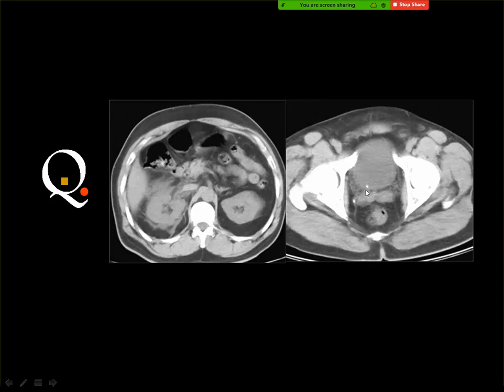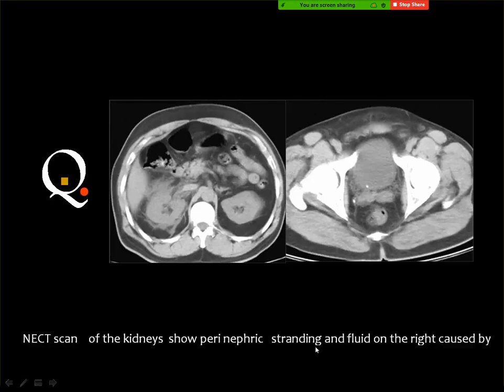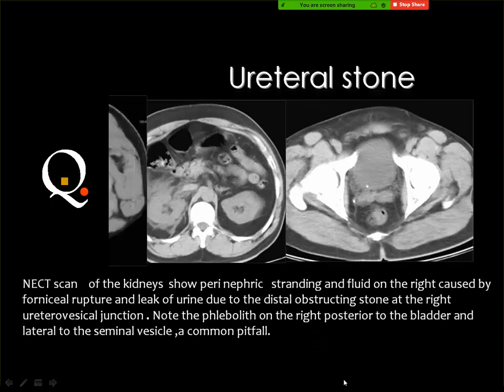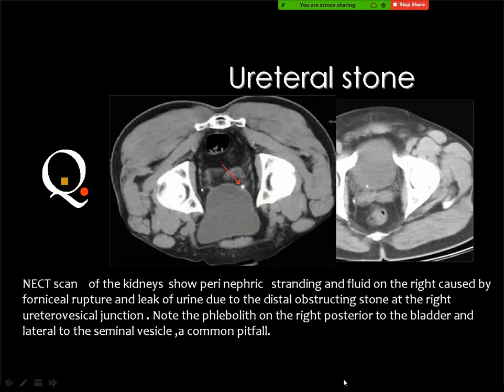And this stone is impacted at the vesico-ureteric junction with perinephric dirty fat, representing pyelonephritis. And you get no excretion of contrast and stranding of the perinephric fat. Very good. And this is one of the techniques that you can use in clinical practice.